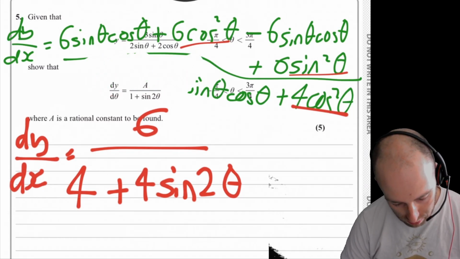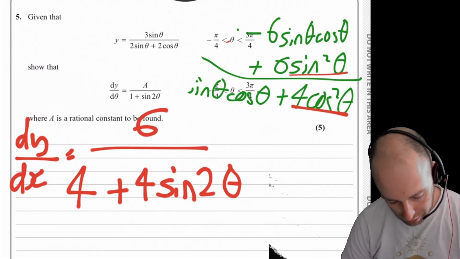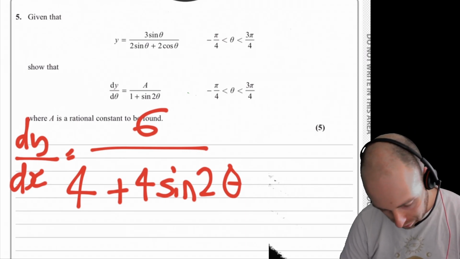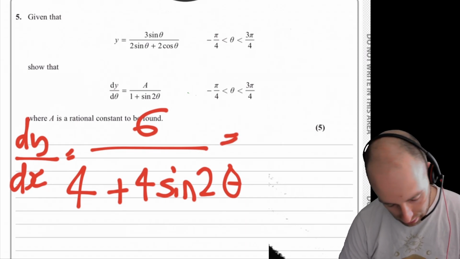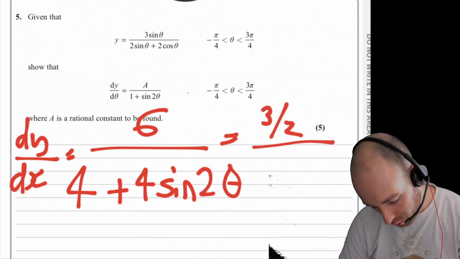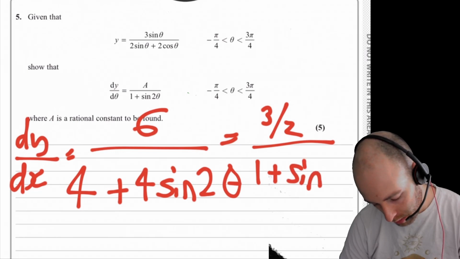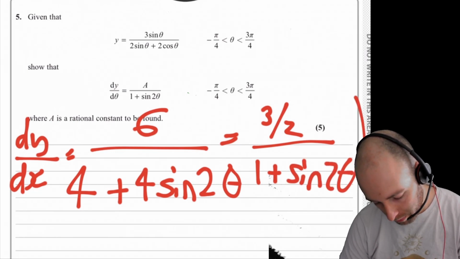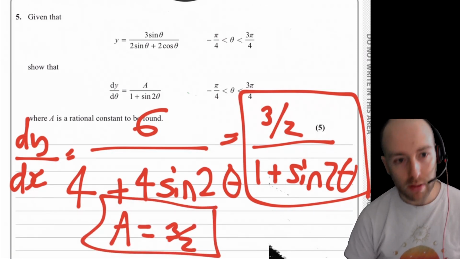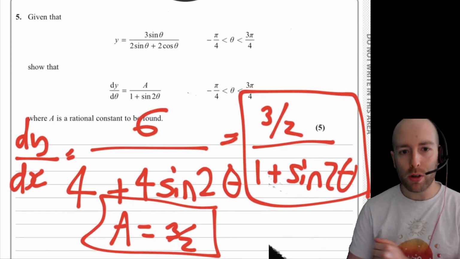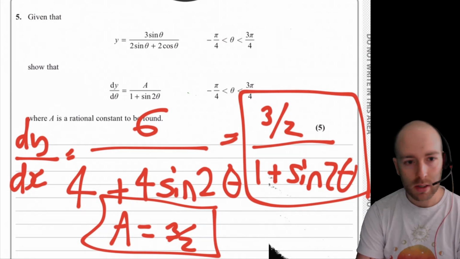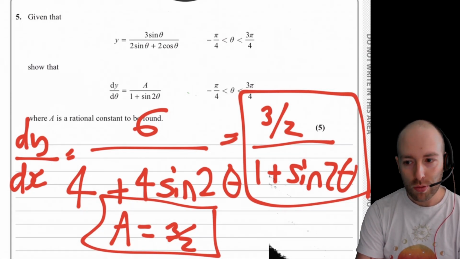If we look at what we're trying to get to, a over 1 plus sine 2 theta, we need to divide the whole of our equation, top and bottom, by 4. So we get 3 over 2 over 1 plus sine 2 theta. So A is 3 over 2, as Kezia said in the comments. Well done, Kezia. Cool. Everyone okay with that? Anyone got any questions? No?